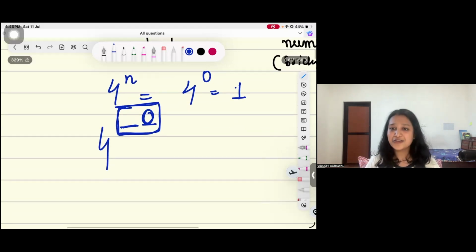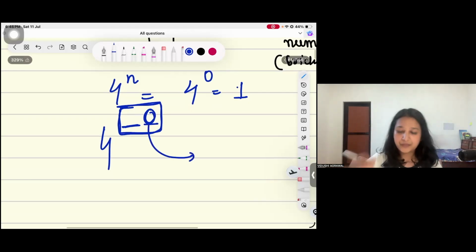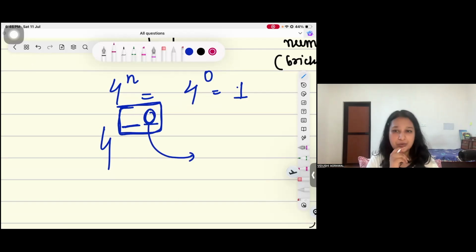How to do this question? First, understand the question. 4 power n is given, n can be any power, and the last digit has to be 0. Is there any such number? Solution. If anything ends with 0, 5 has to be there. Any number which ends with 0, I can say 2 multiplied by 5 is 10, or 10 into 10 is 100. So everywhere you're getting 5 somewhere in the prime factorization.